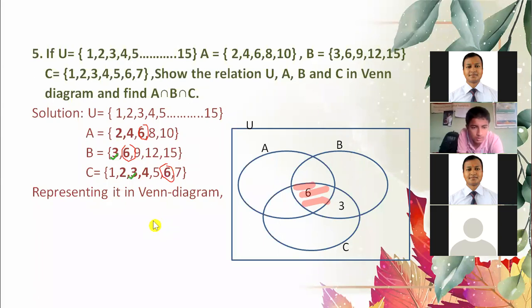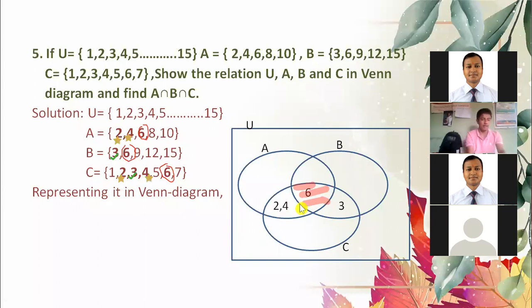Okay. Similarly, common elements of A and C: 2 and 4 are common in both. So in the common region of A and C, we have to fill 2, 4.